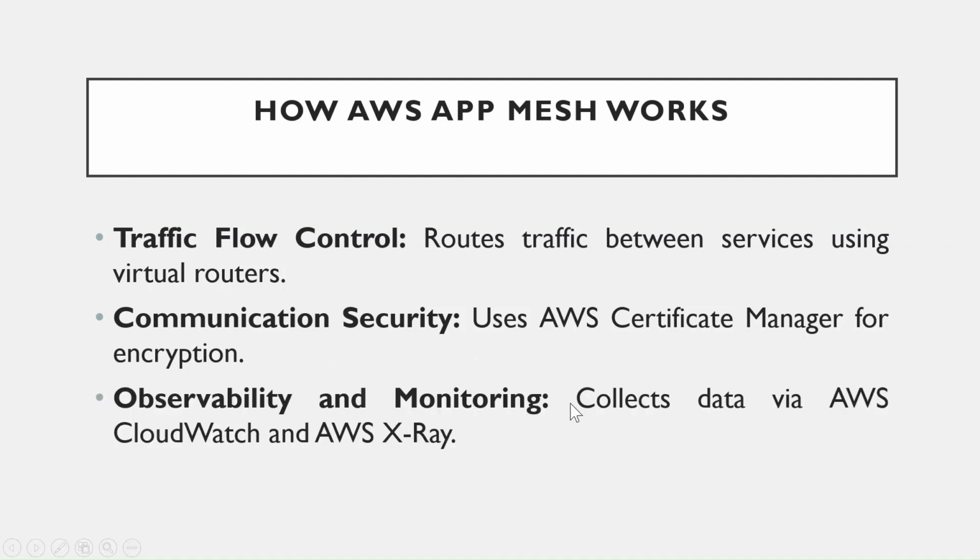Observability and monitoring. It collects the data via AWS CloudWatch and AWS X-Ray. So App Mesh collects the data about the traffic flow and the performance of your application. This information goes to AWS CloudWatch and AWS X-Ray, which let you monitor how well your services are doing, find any issues, and see how different parts of your application interact with each other.